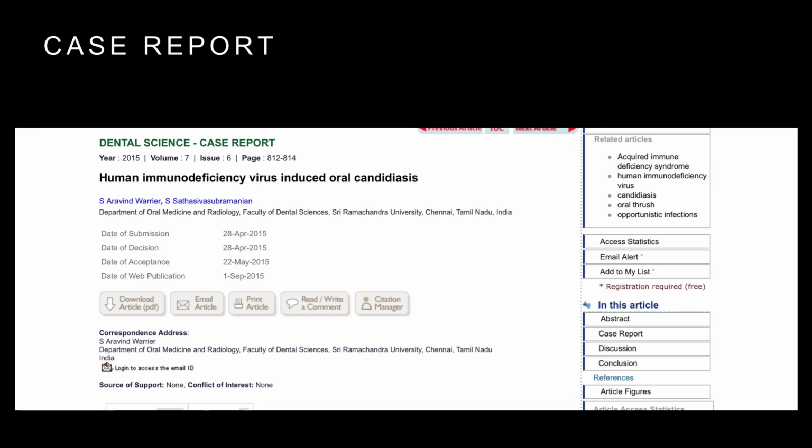Now, let's talk about a case report. This case report includes a human immunodeficiency virus induced oral candidiasis.